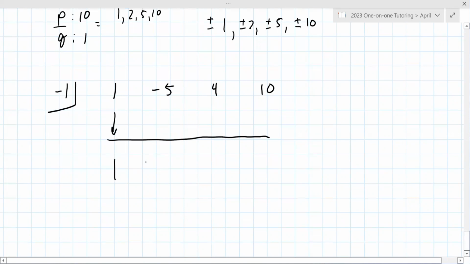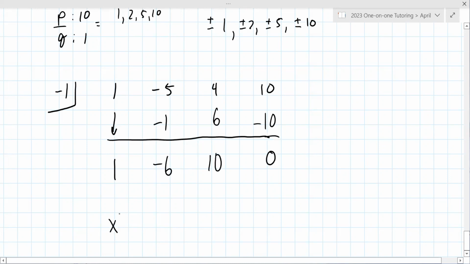So bring the 1 down. 1 times -1 is -1. Add them up, multiply by -1, sorry. So that's 6. 4 plus 6 is 10. 10 times -1 is -10. And that gives 0.